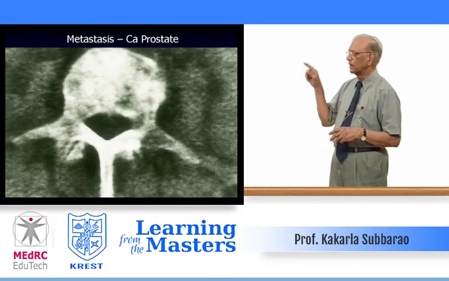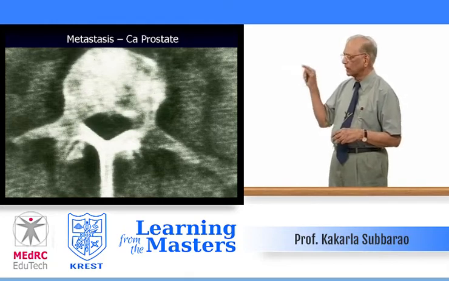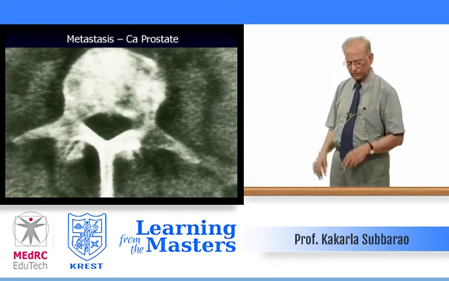Whereas here, not only the vertebral body, but the lamina and the spinous process are all involved, predominantly in a sclerotic process, although there are a few areas of lysis. This is metastasis from carcinoma of the prostate. Generally it is diffuse, but occasionally, to begin with, only one vertebra may be involved.